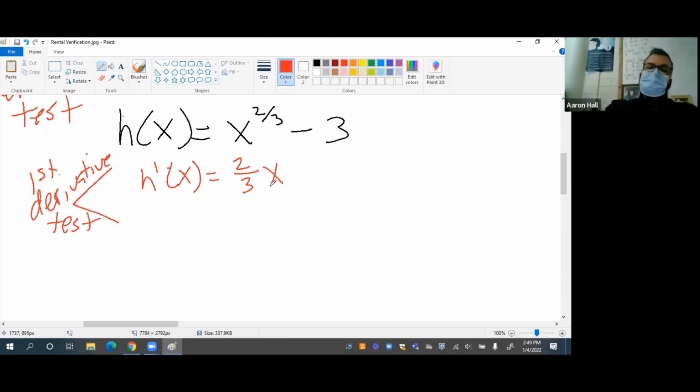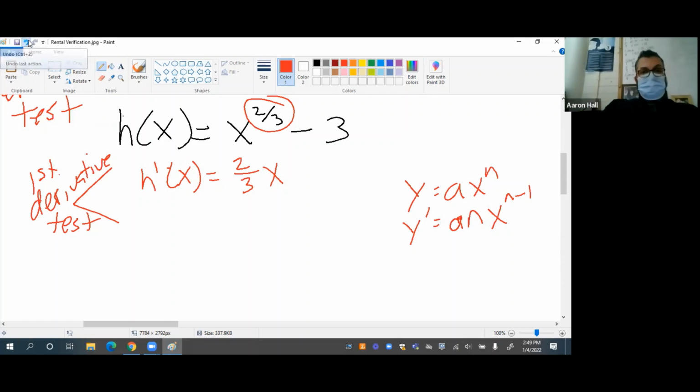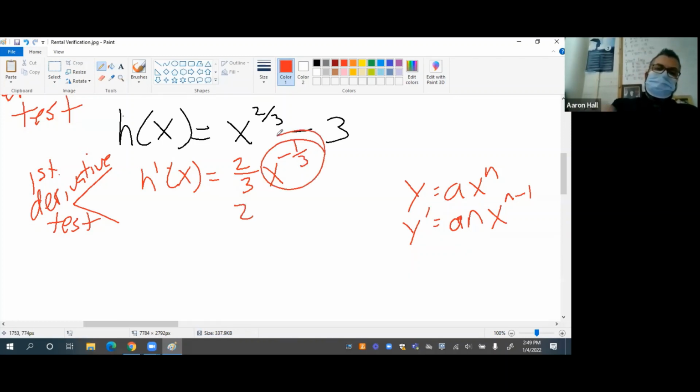Okay, so if I have y equals a times x to the power of n, the power rule says what? A times x to the n minus 1. If we subtract 1 from this exponent, what do we get? Negative 1/3. So we could rewrite this as 2 over... What's the negative exponent rule? If I move it to the denominator, right? So I have 3 times x to the power 1/3.